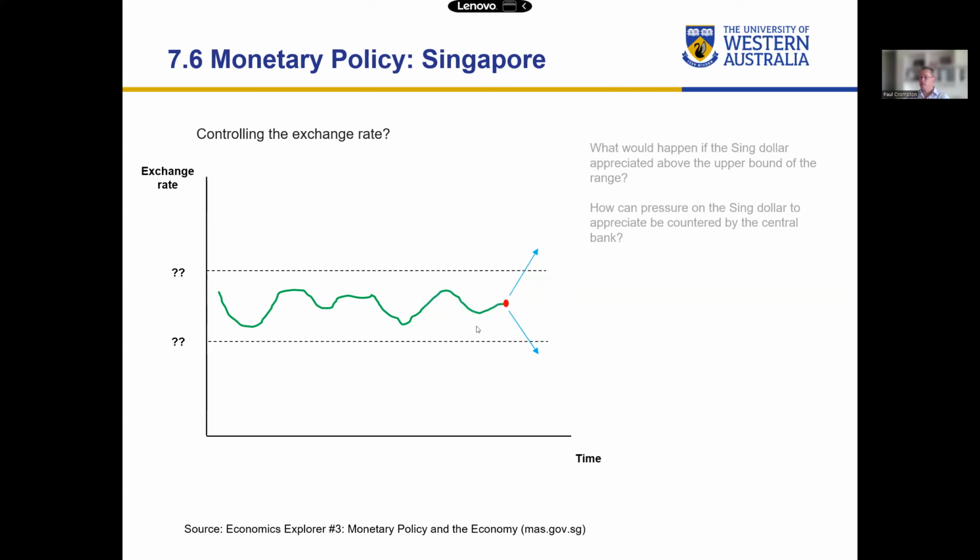So I guess a couple of questions there. Well, first of all, why do they do that and how do they do that? Well, first, why do they do that? Imagine the Singapore exchange rate was moving through time like this, and we get to this point in time at the red dot. And then the central bank in Singapore allowed, through free market forces, the exchange rate to just move up, up and up, appreciate, and break through this upper band. What would happen?